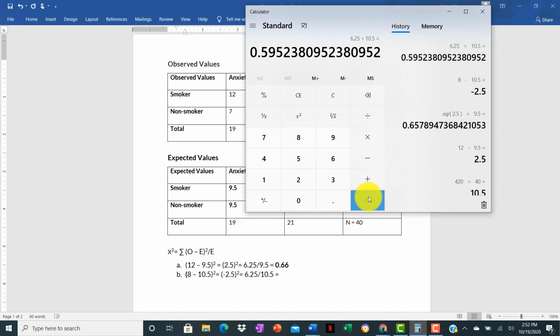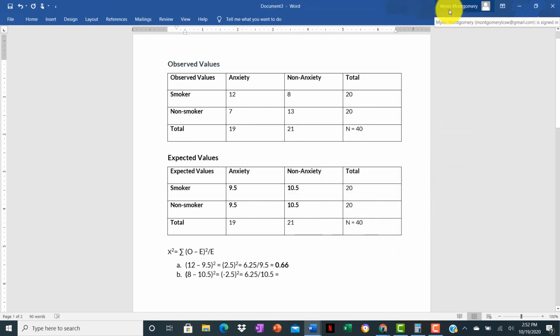And that'll give us 0.59, which is actually going to round up to 0.60, isn't it? Yes, because that would be a 10. Move it on up. We're going to go ahead and go with 0.60.